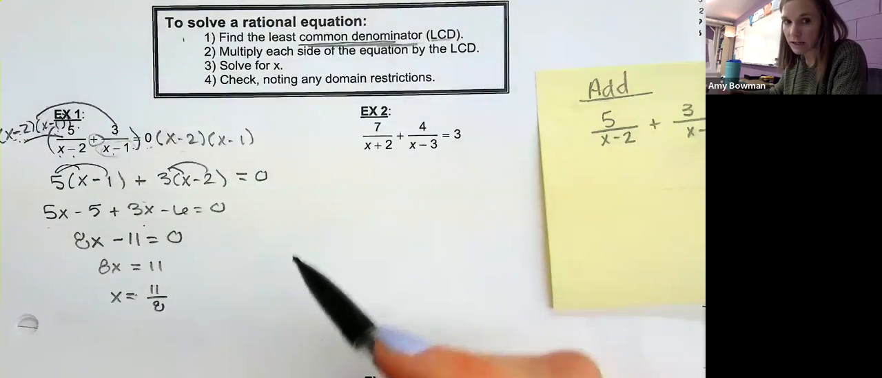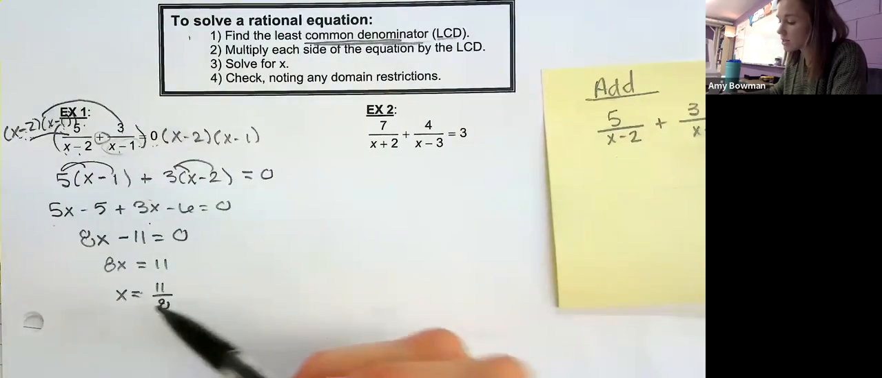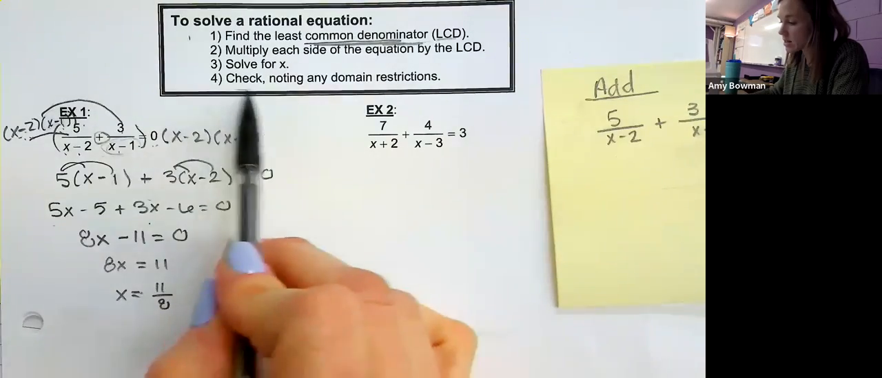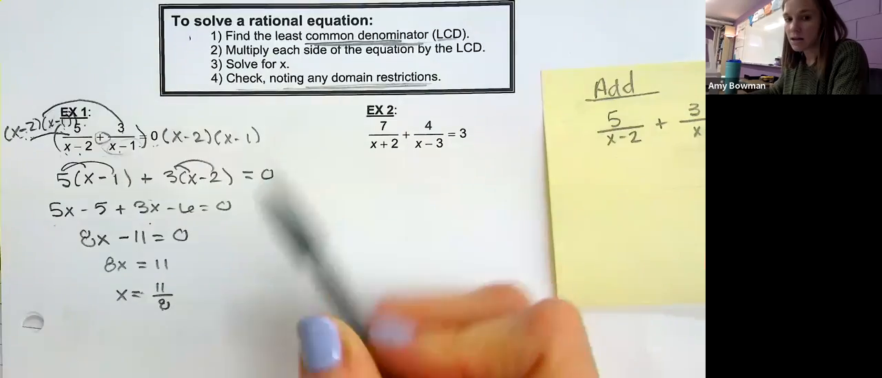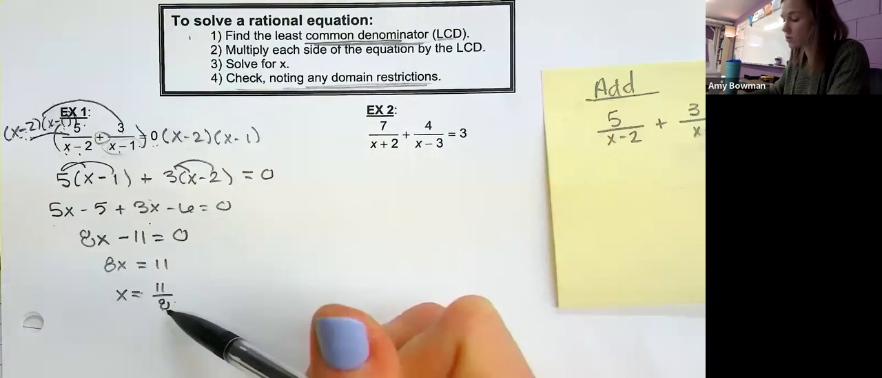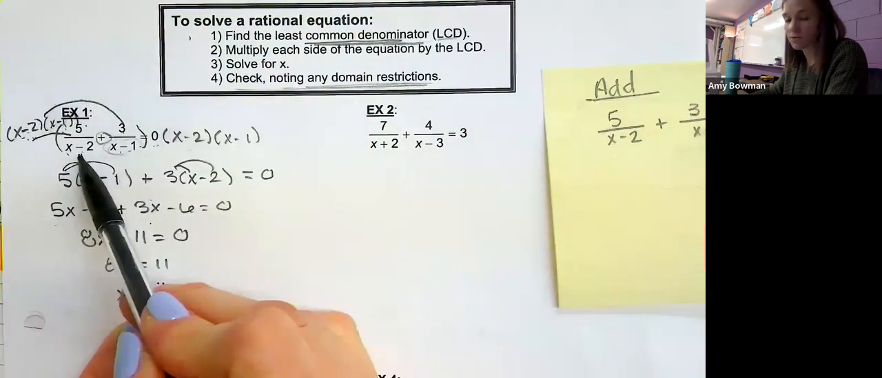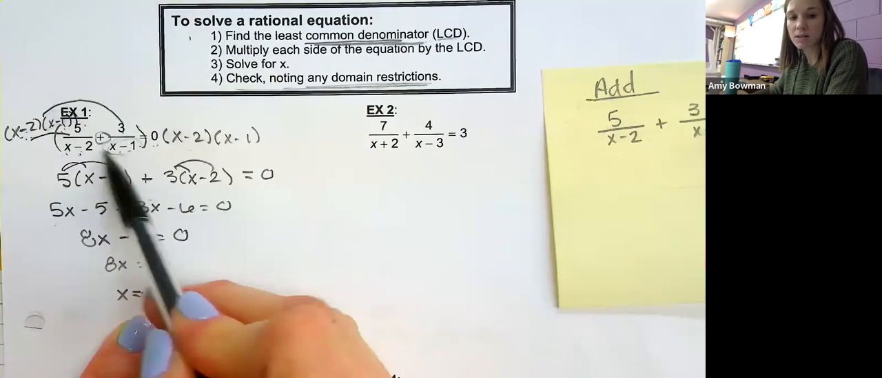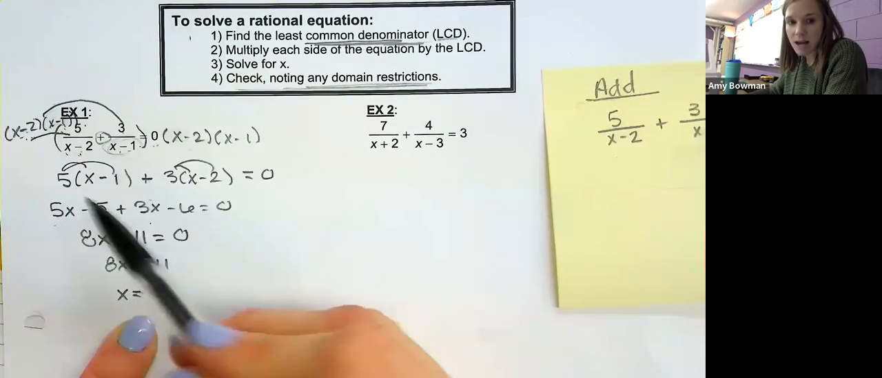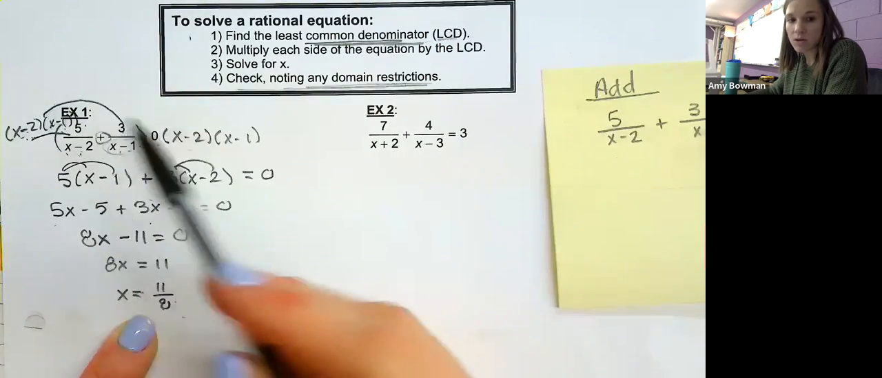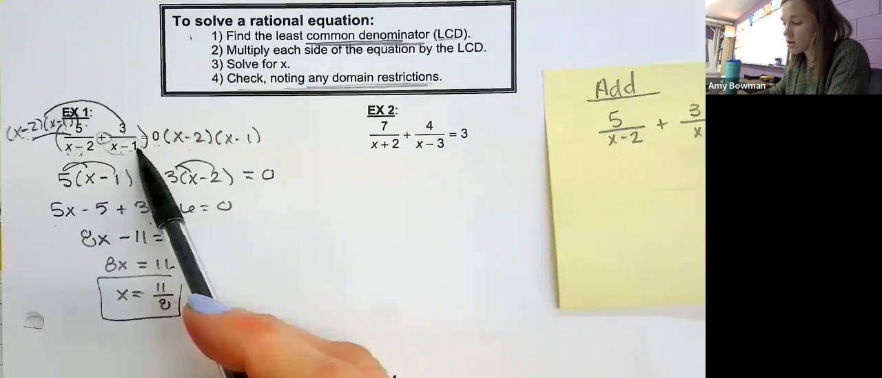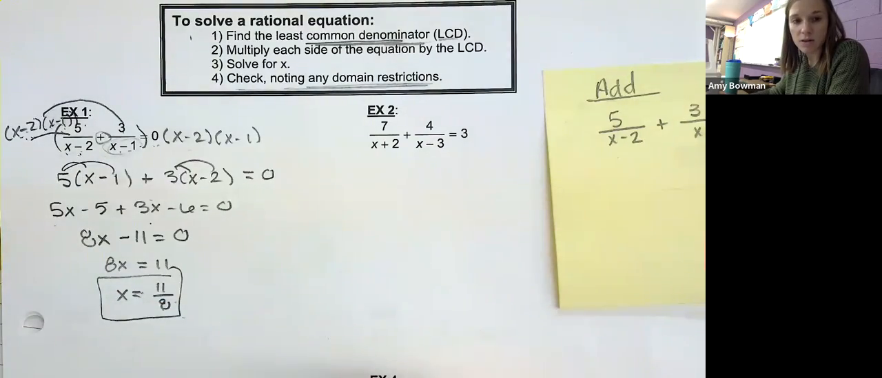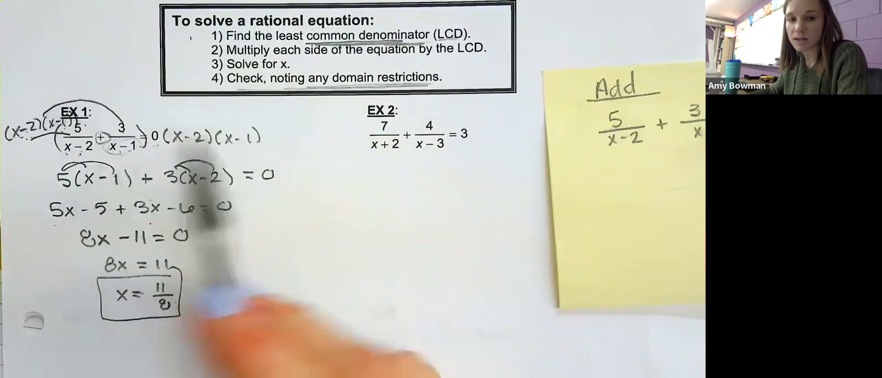Before you finalize your solution, just make sure that our solution is not a domain restriction, meaning is this value for a solution even possible based on these restrictions of 1 and 2? So x cannot equal 1 or 2. So 11 eighths is fine. That makes sense. And you could check your work here just by plugging these back into the fractions and make sure that the left-hand side equals 0.